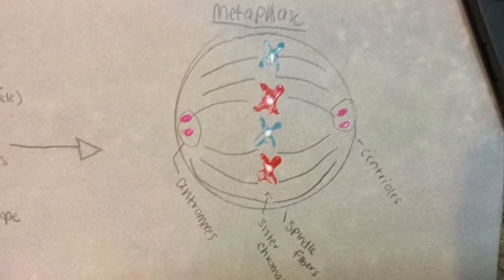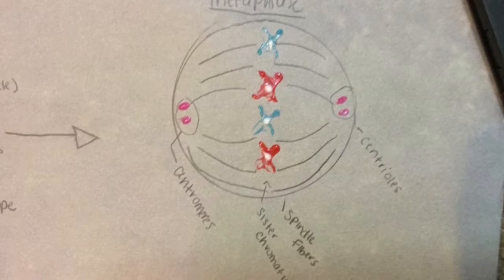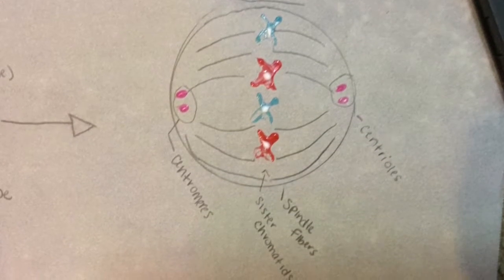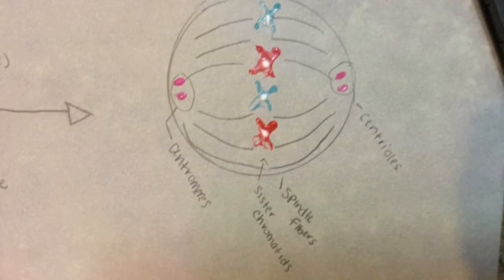Metaphase, the second step in mitosis. Paired chromatids align along the cell equator by the mitotic spindle. At this stage, the chromosomes are in their most condensed form.